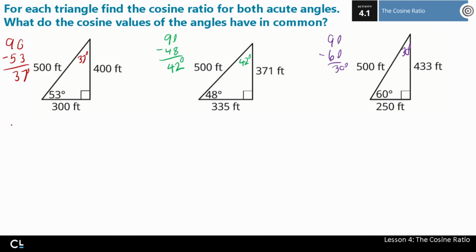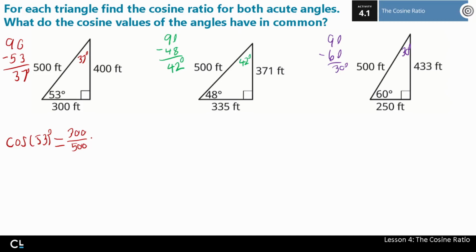My first one, first we want to find cosine of 53 degrees. Once again, let's label our sides. Actually, we're not going to label it because we have to do two different angles here. So I'm just going to state it. 53 is our reference for this problem. So 400 is opposite, 500 is my hypotenuse, and 300 will be adjacent. So for cosine, it's adjacent over hypotenuse. We're going to get 300 over 500.